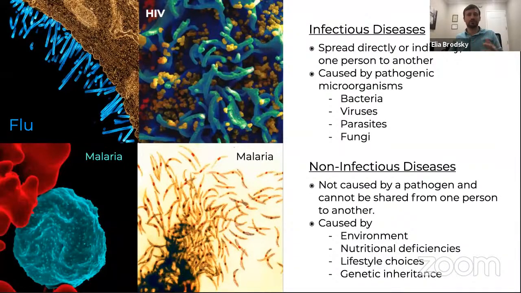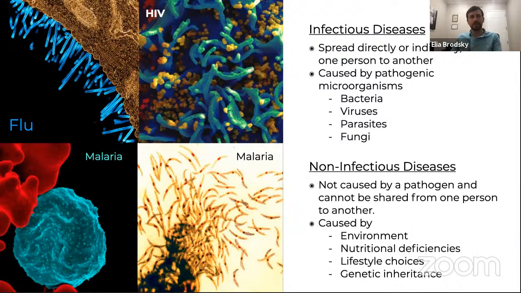They affect different tissues, they affect different types of cells, they have very different mechanisms of infection. But we call them infectious diseases because there are several characteristics about them that are unique. For example, transmission is an important factor. The way that they replicate is going to be an important factor. And this is going to be different from non-infectious diseases that are not caused by a pathogen. Typically they are considered to be caused by environmental factors, nutrition deficiencies, lifestyle choices, and genetic inheritance.